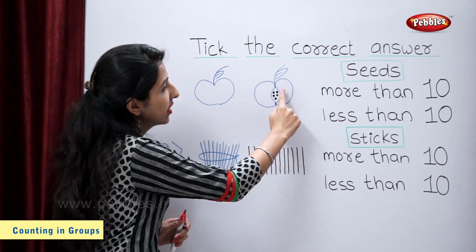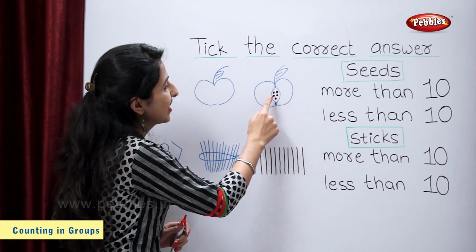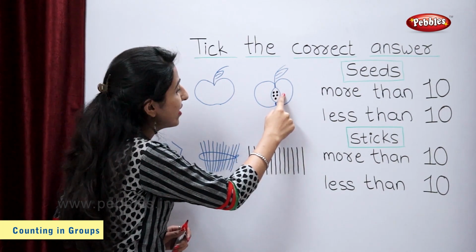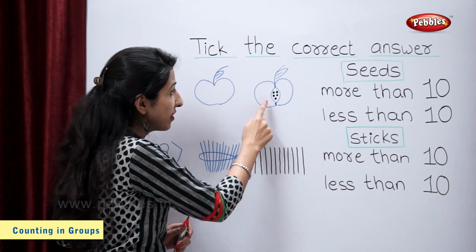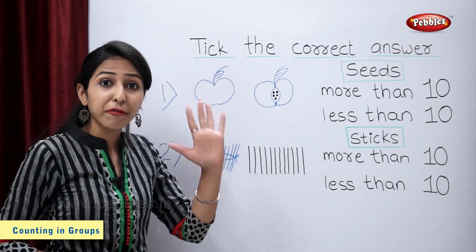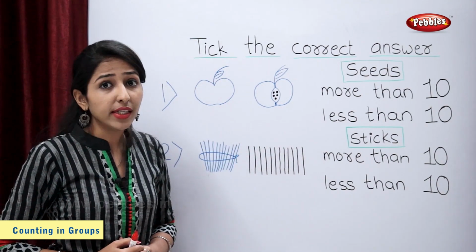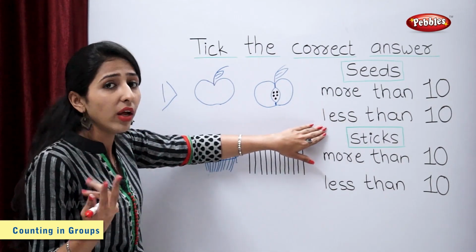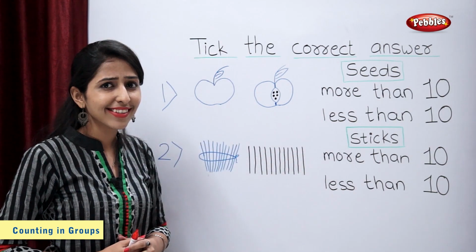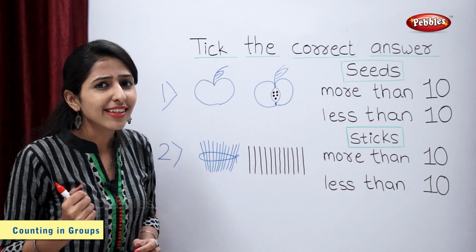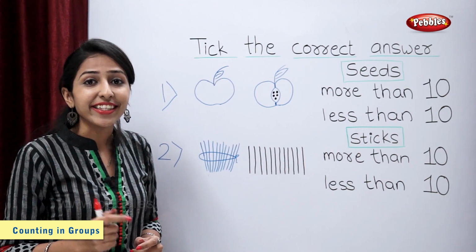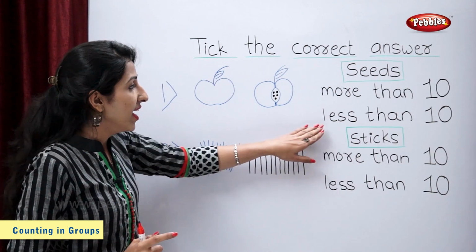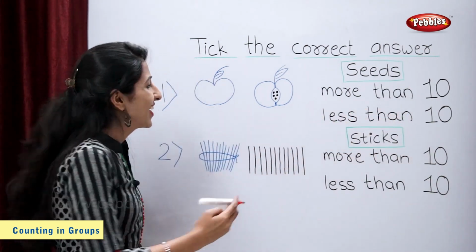1, 2, 3, 4 and 5. So this apple has 5 seeds. Tell me students, is 5 more than 10 or less than 10? Tell me. Correct. 5 is less than 10. So this apple has less than 10 seeds.